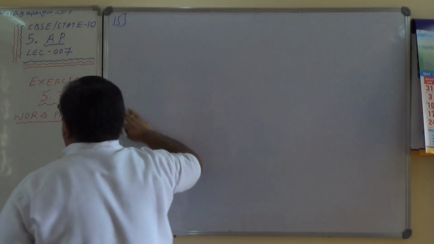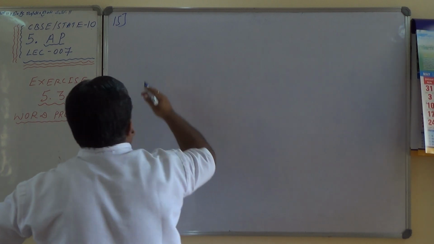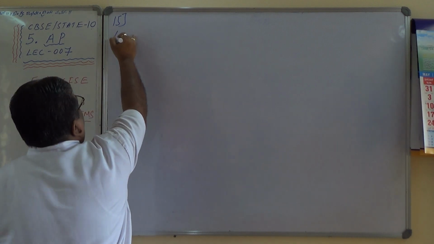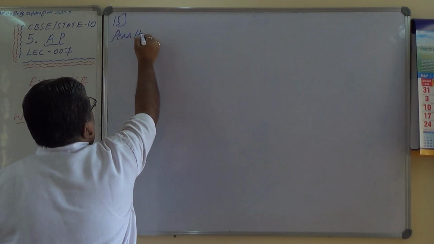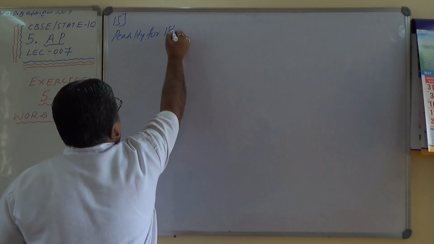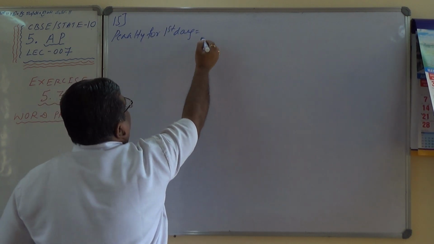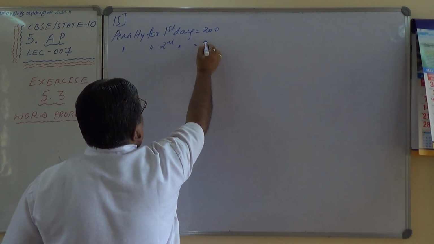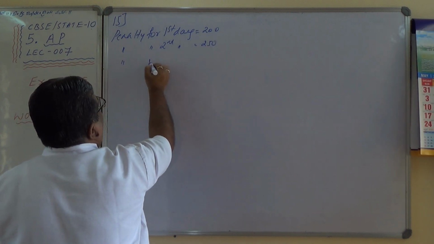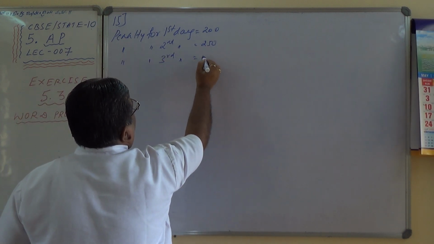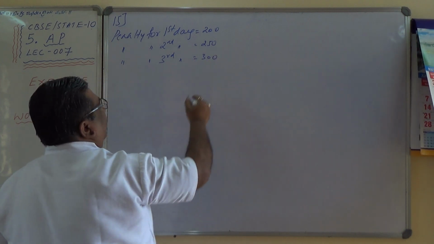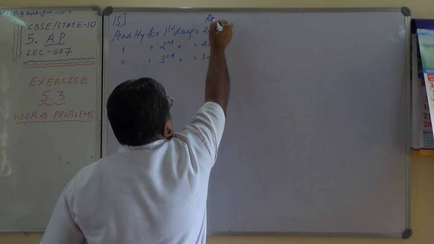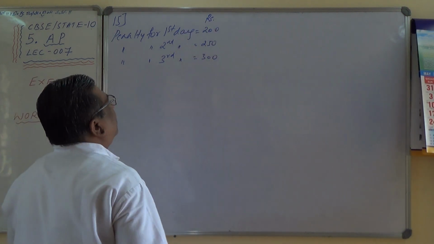There is a construction company and for the delay of work a penalty is being charged. So let us see whether the penalty charge forms an AP or not. Penalty for the first day equals 200, for second day equals 250, penalty for third day equals 300, correct? Because each subsequent day it increases by 50. All these are rupees here, very important. You can write it on the top also, or here.